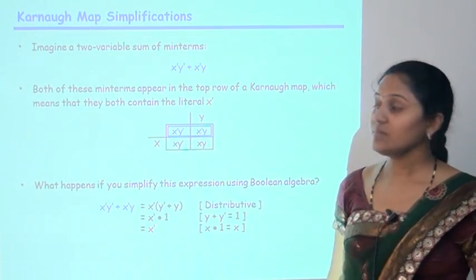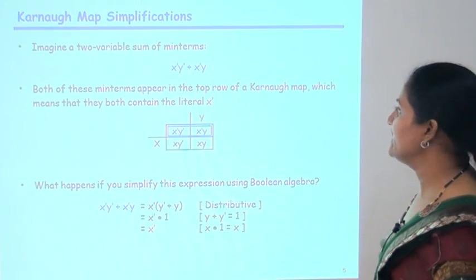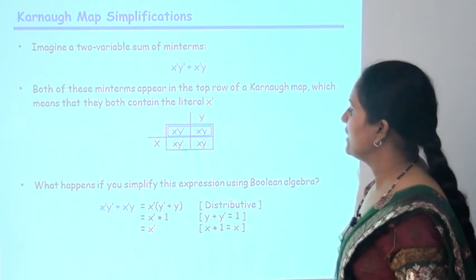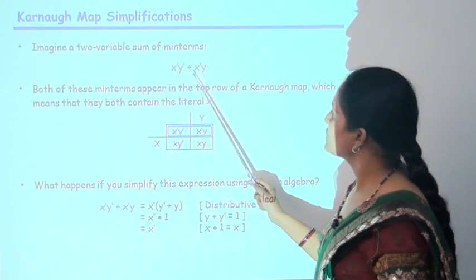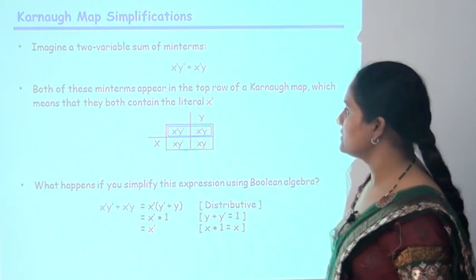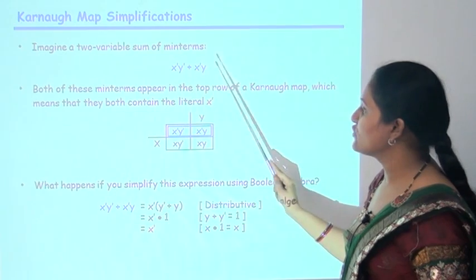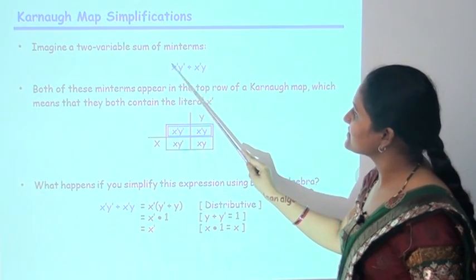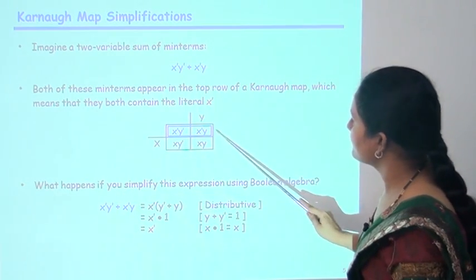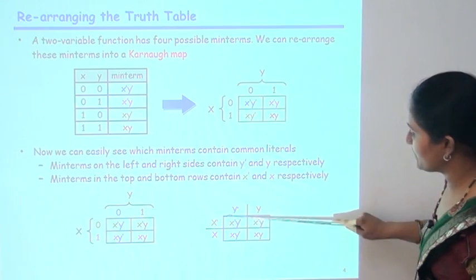So let's take a two-variable sum of minterms. Here, using the truth table, or simply by taking x common, we get y' + y, and y' + y equals 1. So this is x. This is the main function; this was just left as it is. This is the first upper term.